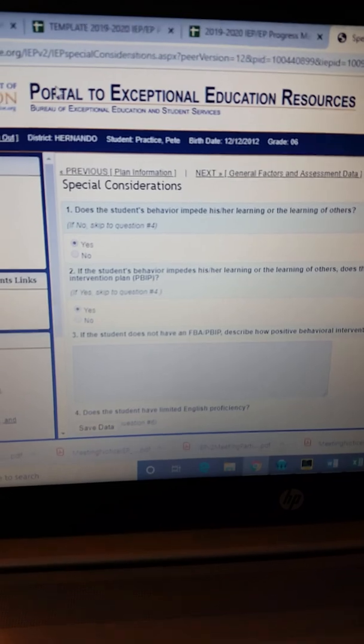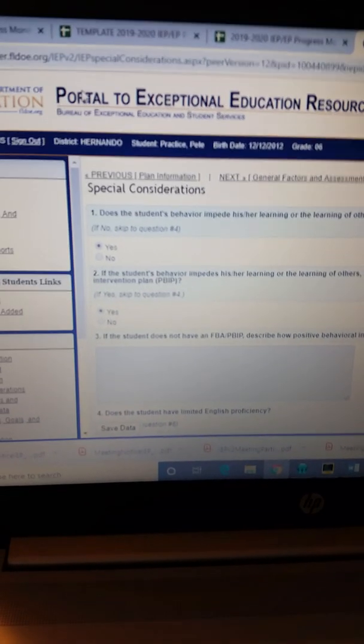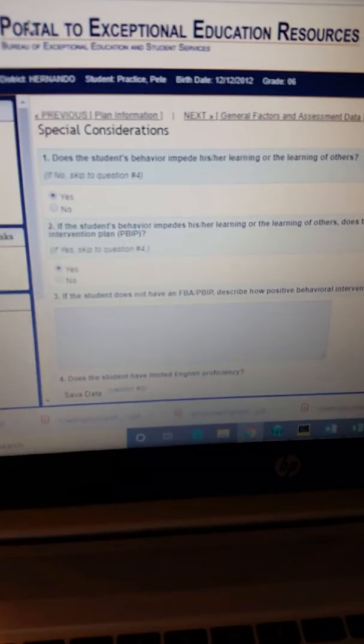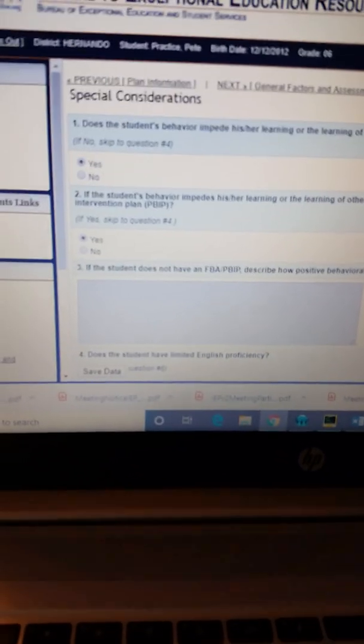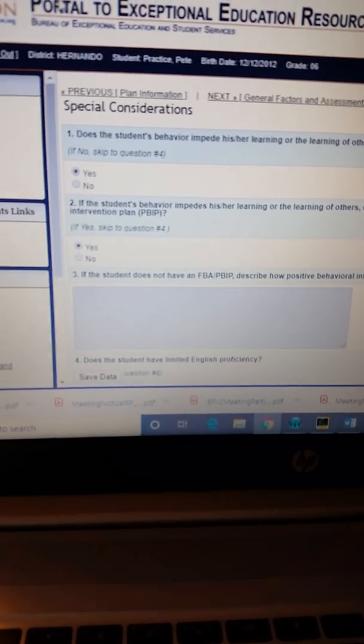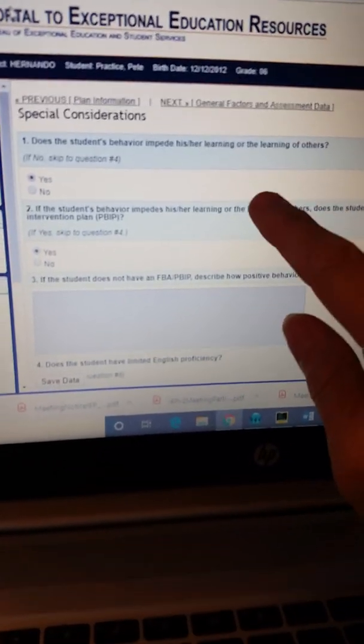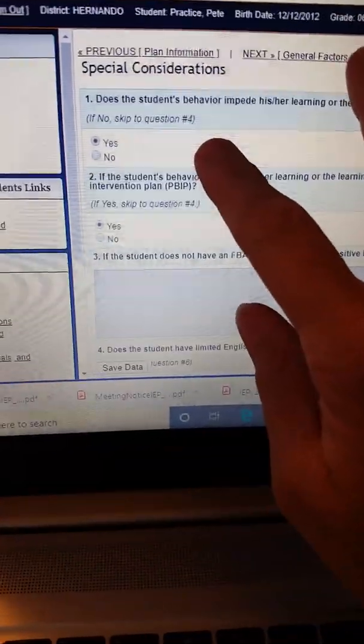When we talk about the behaviors and we're just answering them, sometimes I feel like we go through these so quickly, or we don't really mention them because we already know and the parent already knows, but it's still good to touch upon what everything is. So this is about behavior. Does it impede his or her learning or the learning of others? If the answer is yes, that's fine.